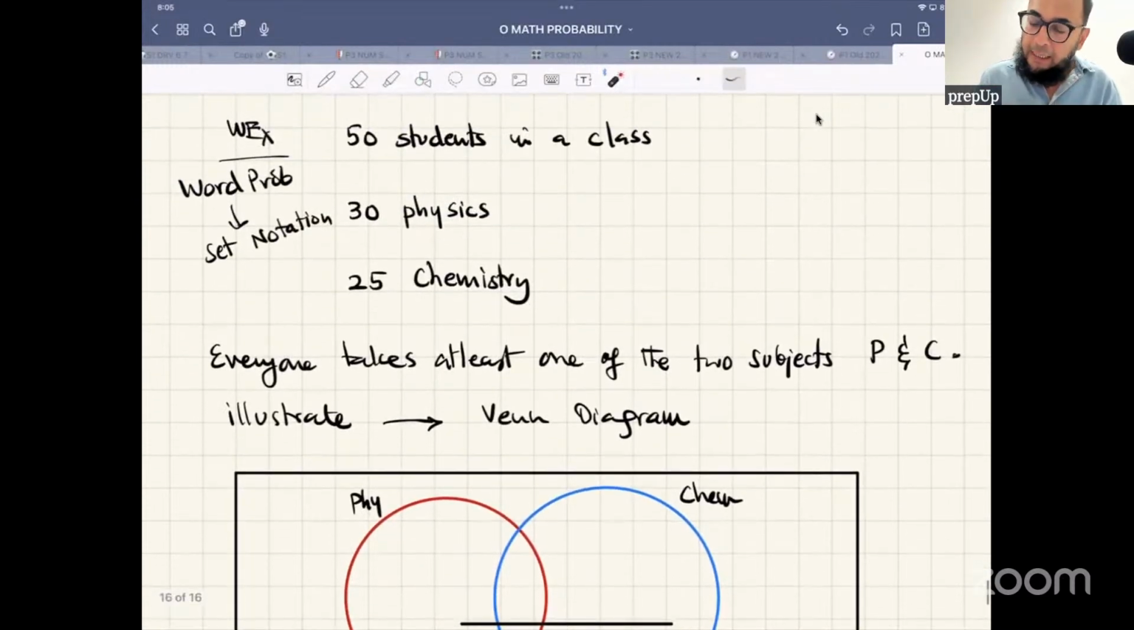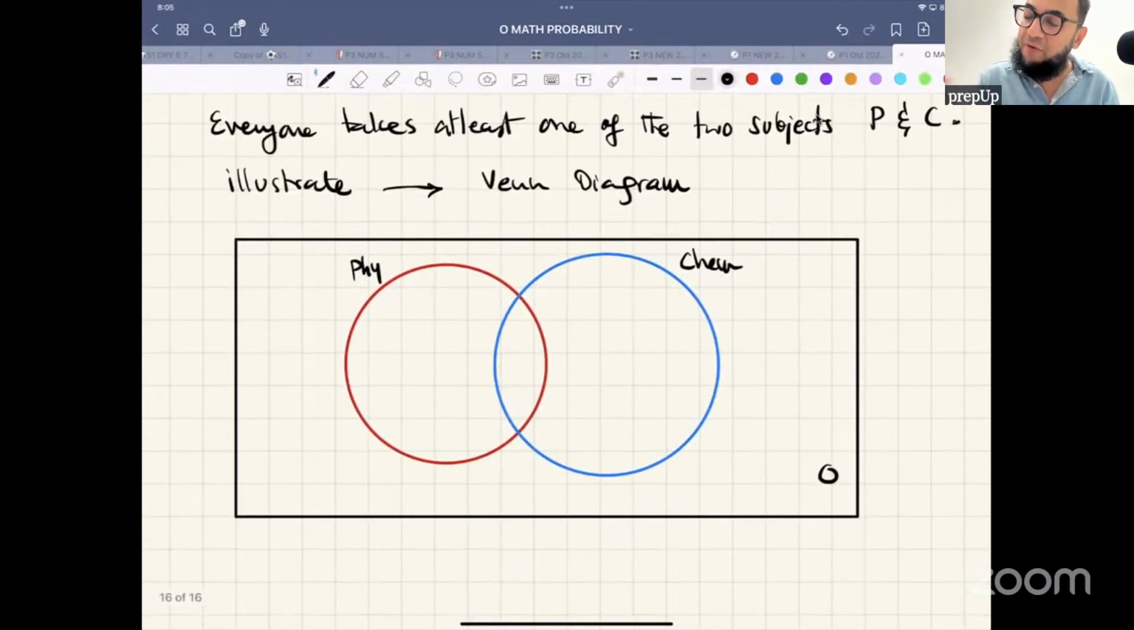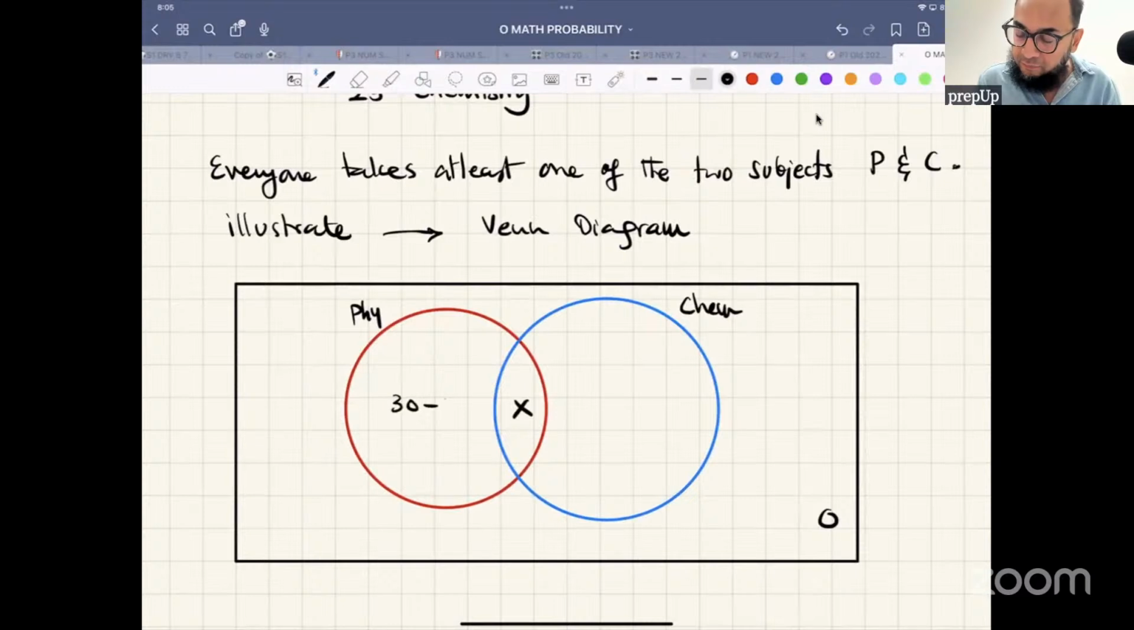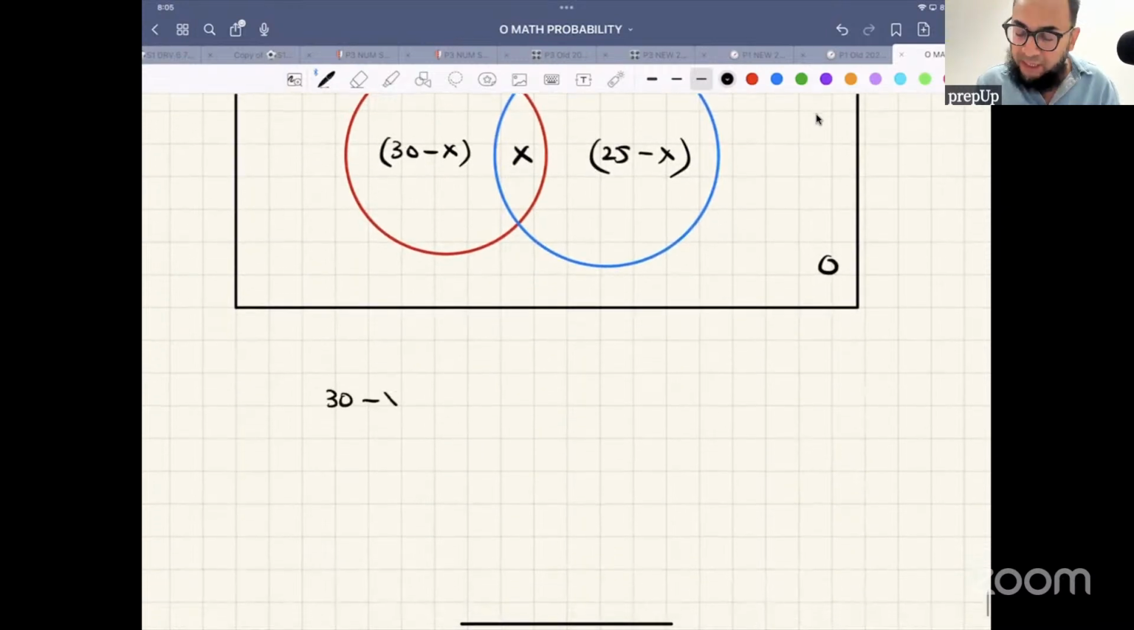Now, the second thing is, this is 50. This 30 plus 25, how much is that? That is 55. So how come it's more than the number of class? That means there are some people who are taking both the subjects. So now, if you have done set notation, let me write x over here. So physics only will be 30 minus x. And chemistry only will be 25 minus x. That means 30 minus x plus 25 minus x should add up to 50.